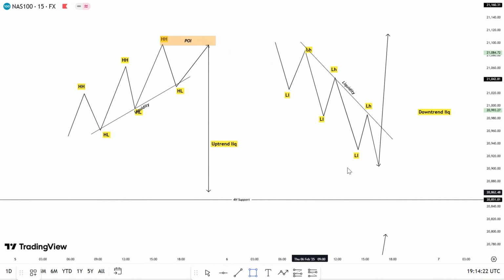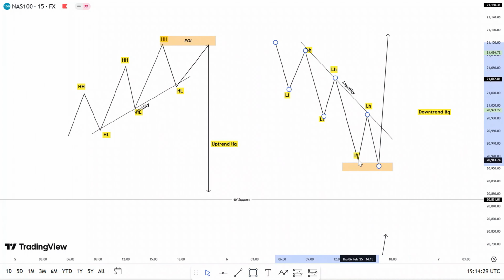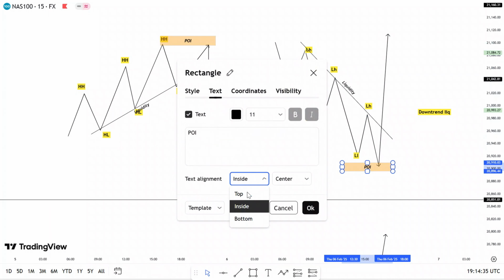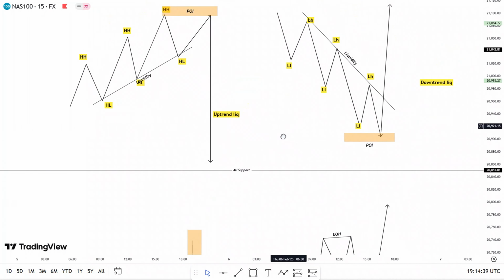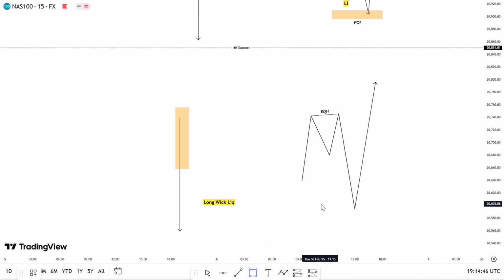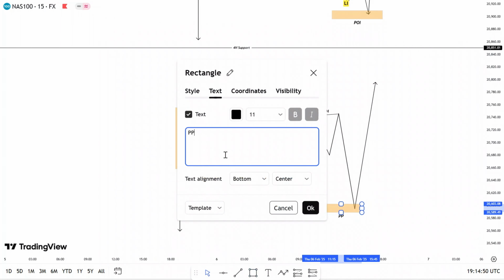Whereas this one you have your POI somewhere at the bottom, because this one I'm looking forward to buy the market. So you have a POI at the bottom. This one you also have your POI somewhere at the bottom. This one you're also looking forward to buy.